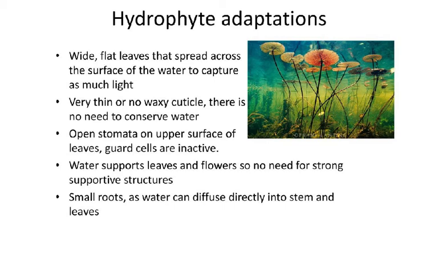So the stomata are on the upper surface and the guard cells are inactive. And because the water is going to support the leaves and the flower, they do not need any strong supportive structure like lignin, and not much phloem and xylem. And small roots, why does it need long roots? It is in water, and the water can diffuse directly into the stem and the leaves. So not much of an issue. Very interesting how that plant is adapted to its own habitat.